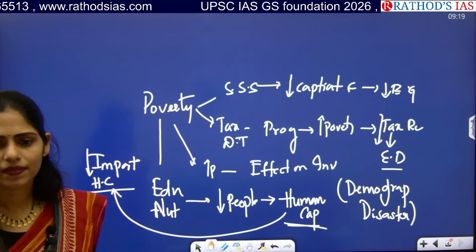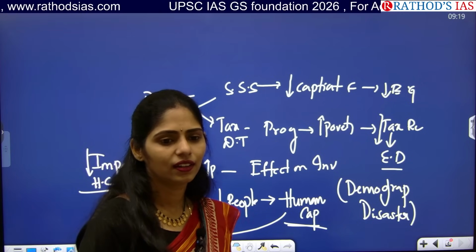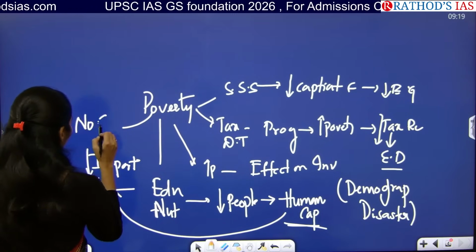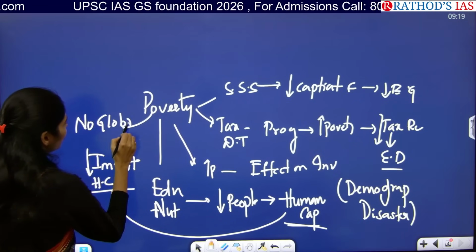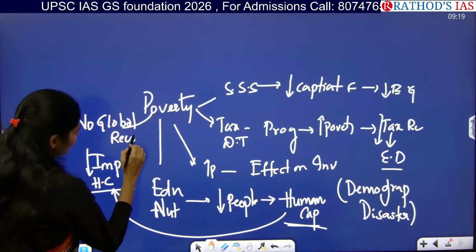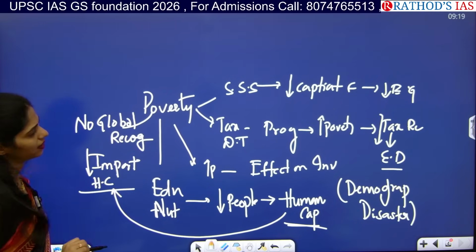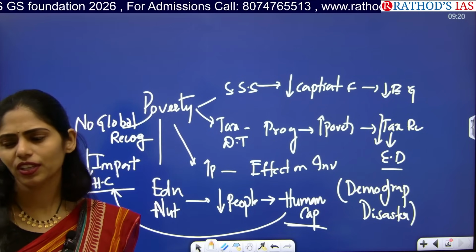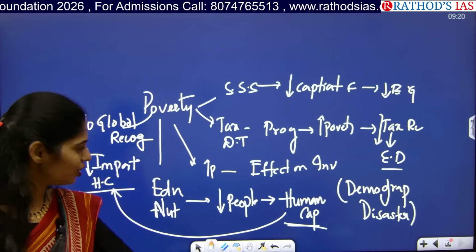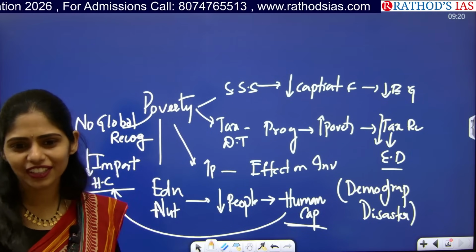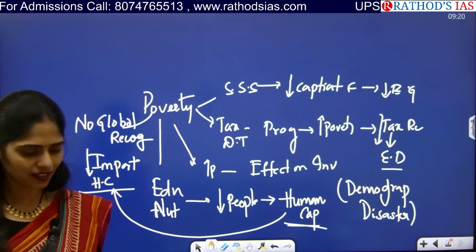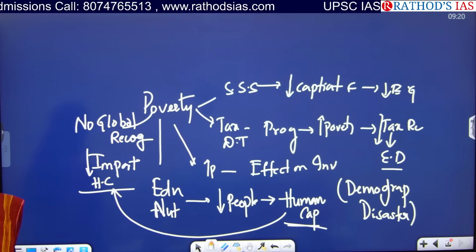Next. Oh, very good. No global recognition. No global recognition. Next. Come on, no global recognition. Come on, think. Human capital, demographic dividend, everything comes under a single umbrella. Next.